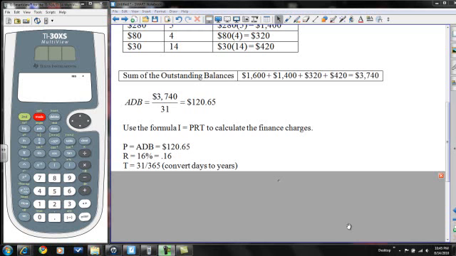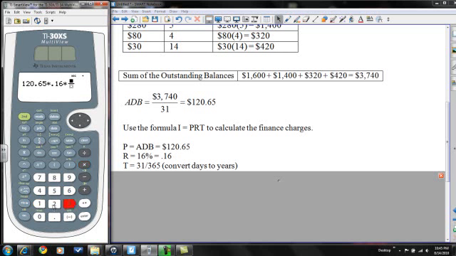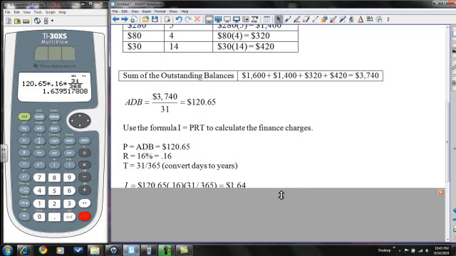I'm going to use the calculator to compute the interest using the formula I equals PRT, where P is $120.65 times the rate, which is 0.16, times the time. I'm going to use my fraction button. The time is 31 divided by 365, and that says that the interest that will be charged that month is $1.64, rounded to the nearest cent.